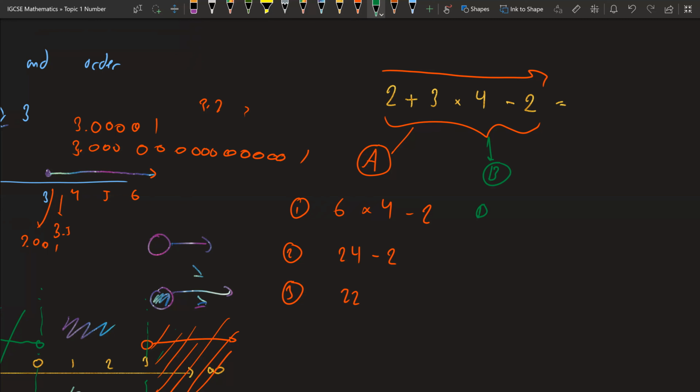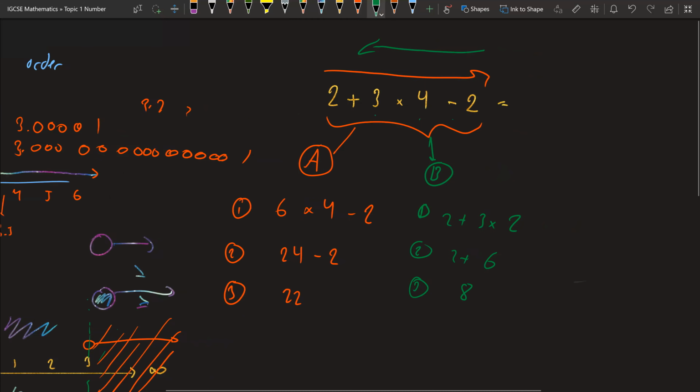So he says, hey, I want to go from right to left. So that's what he did. 4 subtract 2, you get 2, and then multiply by 3, you get 6. You add 2, and then it's 8.